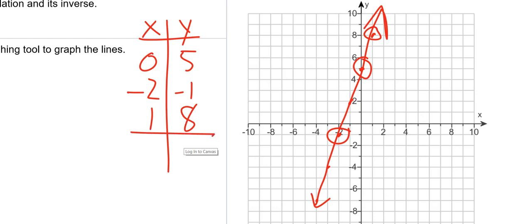Now, how do I change that to an inverse? What do I do with those coordinates? Switch x and y. Thank you very much. All right. So I've got 0, 5, -2, -1, and 1, 8 over here, and so 5, 0, -1, -2, and 8, 1.